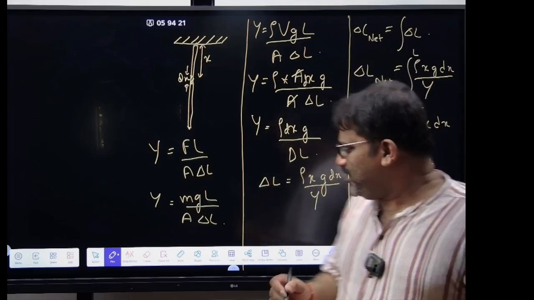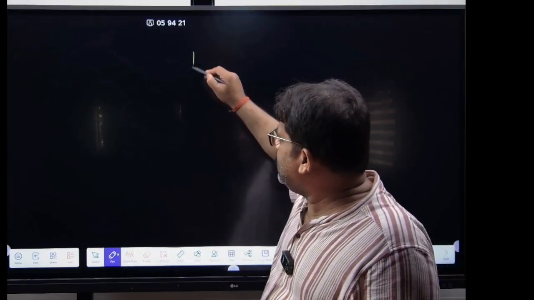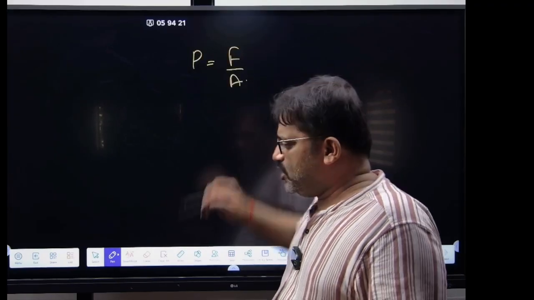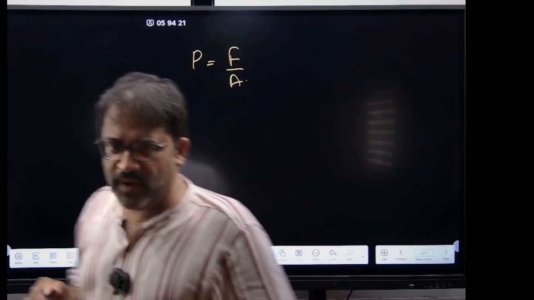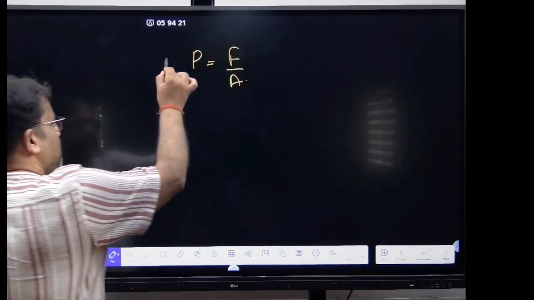Okay. So now let's come back to our physical properties of fluids. The most important one is pressure. What is pressure, given by children? Pressure is nothing but force per unit area, F divided by A. So this is the first formula that you need to memorize.